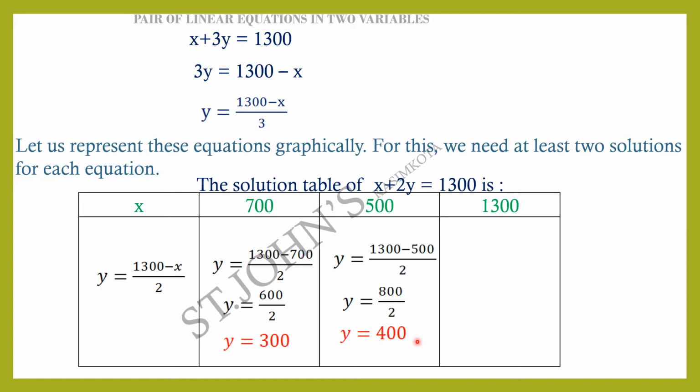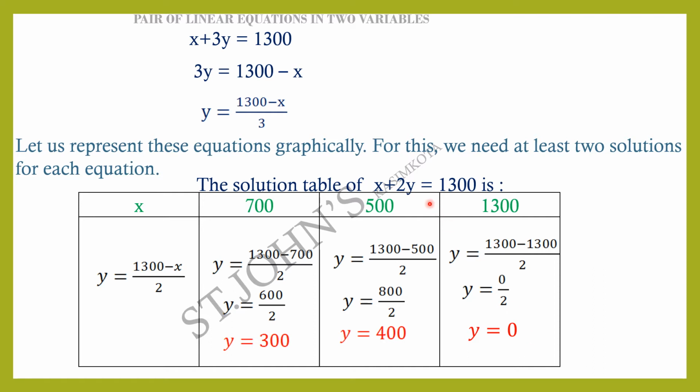Now the last one, x equals 1300. What is the value of y? y equals 1300 minus x by 2. 1300 minus 1300 we get 0. 0 by 2, then y equals 0 by 2, which means y value 0. So what are the ordered pairs of the first equation? x value 700, y value 300. x value 500, y value 400. x value 1300, y value 0. These three are ordered pairs for the first equation.